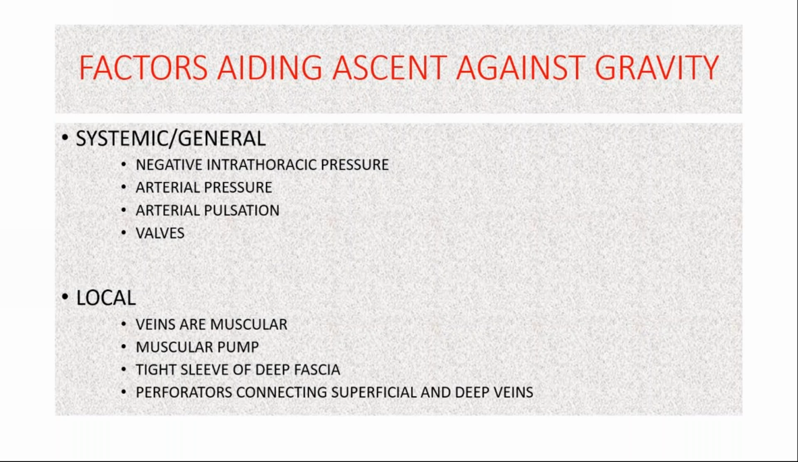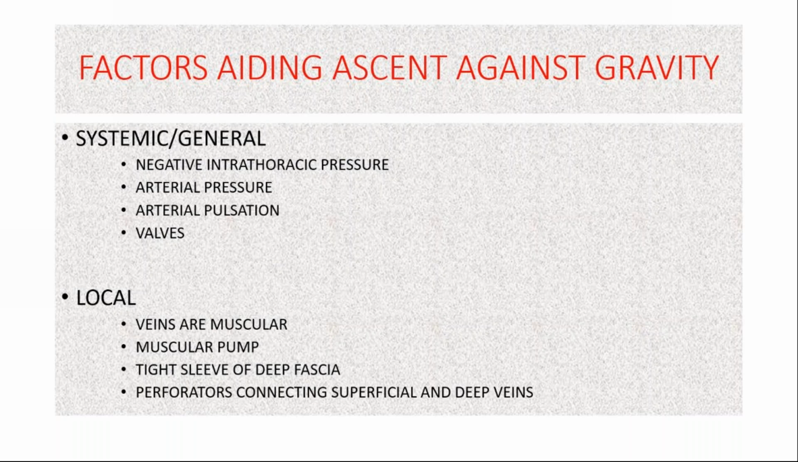Then we have arterial pulsation. Most of the veins and the arteries run together, and in fact nerves also, so that they are called the neurovascular bundle. In the neurovascular bundle, the arteries and the veins run together. And when the arteries pulsate and dilate, they bring about a pressure on the accompanying vein, and this accompanying vein, by virtue of the pulsation pressure, pumps the blood against gravity.